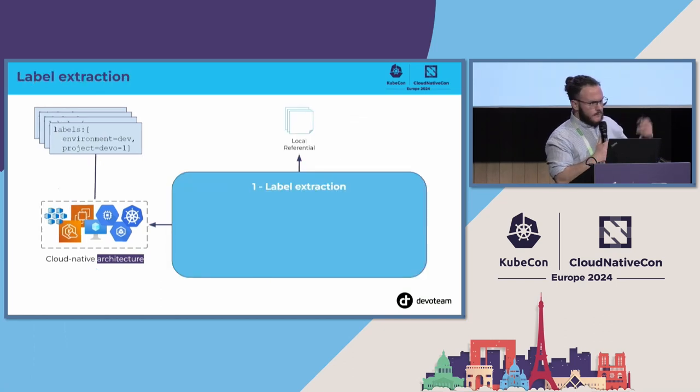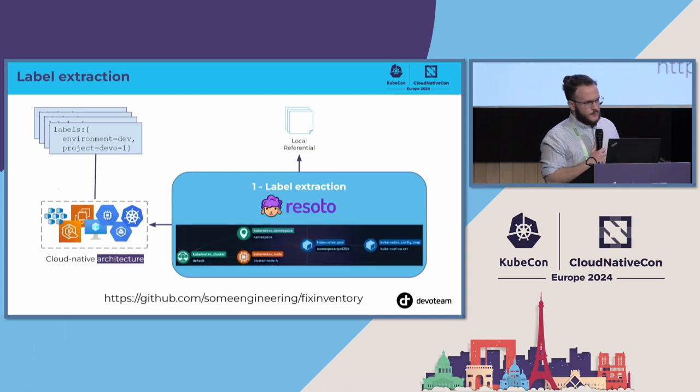So we're going to deep dive into the two steps we propose. The first one is the label extraction. Because your context is cloud native architecture, we will have to interact with a lot of services, APIs, contexts, and cloud service providers also. So we propose to use a cloud asset inventory tool, which is Resoto, or Fix Inventory, a tool which gives you a graph-oriented database of your architecture, which you can interrogate to get the information for the local referential. It could be a JSON or directly on the databases.